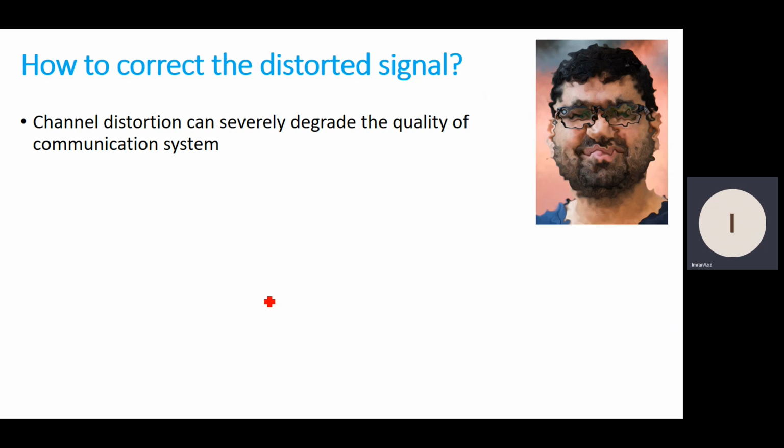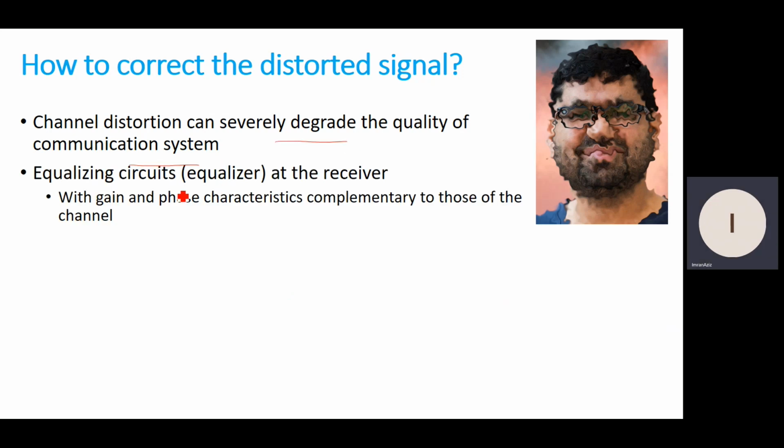And how can we correct the distortion? As we know, distortion can severely degrade the quality of a communication system. The equalizing circuits at the receiver can help to correct the distortion. How can they do that? We can use equalizers which have gain and phase characteristics which are complementary to those of the channel.